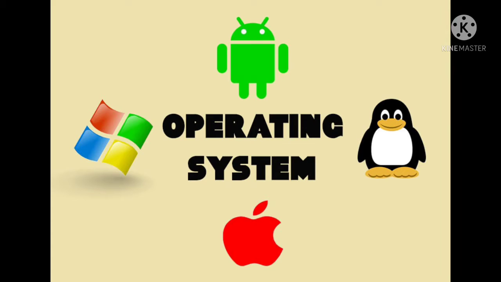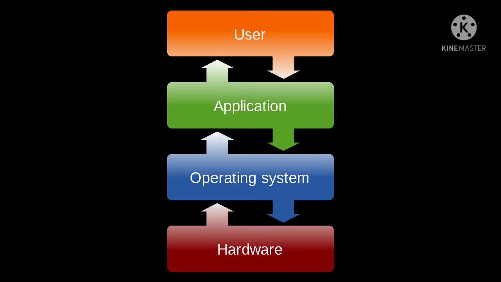So let us start. An operating system is a control program that runs a computer. It controls the flow of signals from the CPU to various parts of the computer. When the computer is switched on, the operating system gets loaded into the memory of the computer.